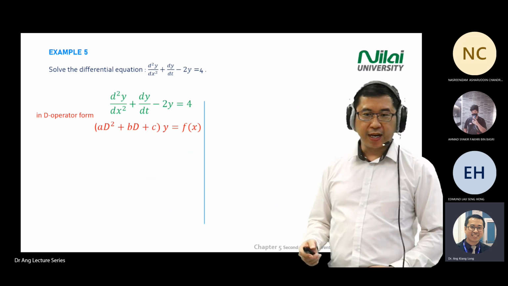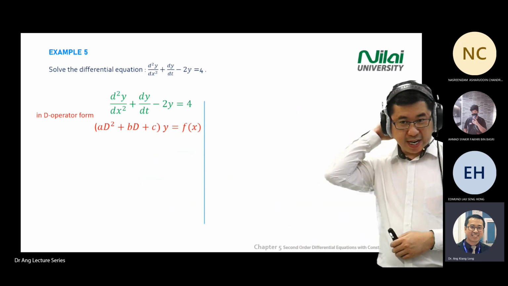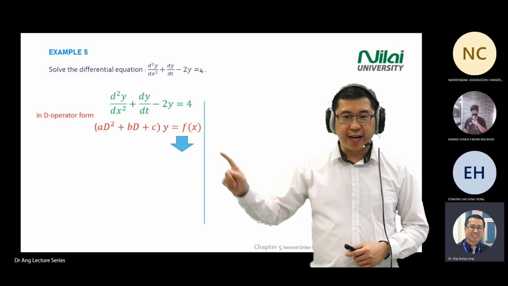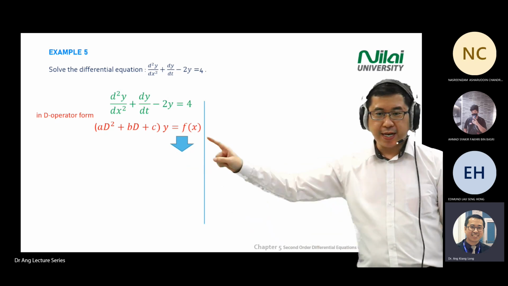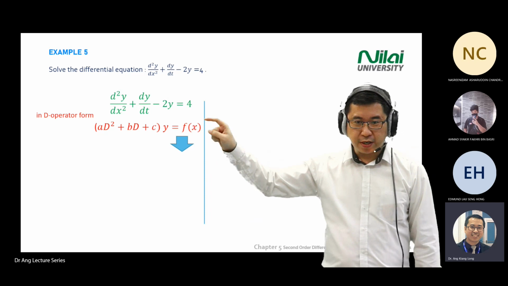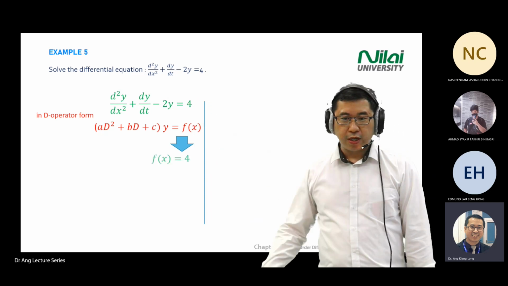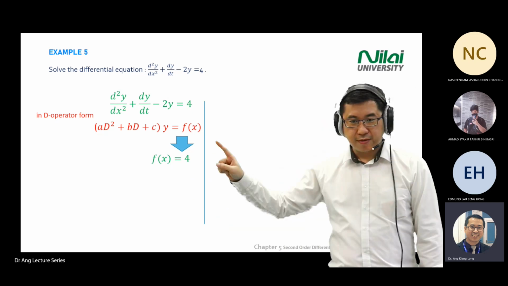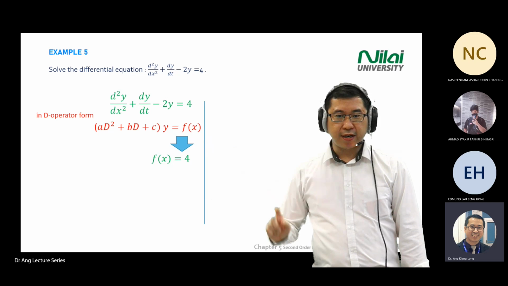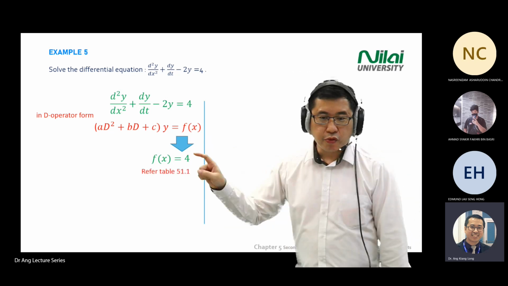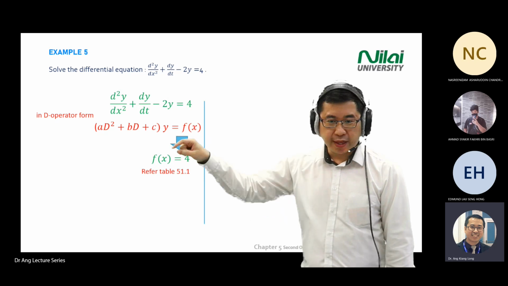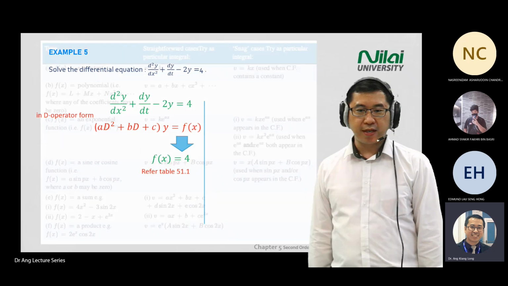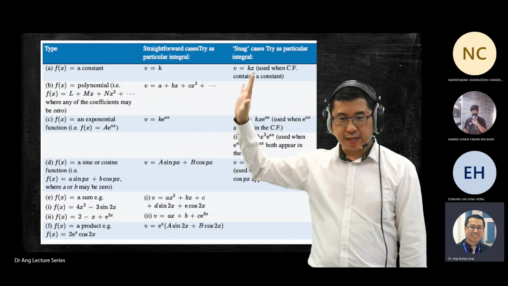Next. This is a new thing for today. Watch. Second part of your answer, you focus on f(x). You compare side by side. You write the general equation of this one. Compare to the question. You know that your f(x) equal 4. Right? Next step, what you do? Refer to the Bible, or I call it Table 51.1. What is Table 51.1? It is a very big table.